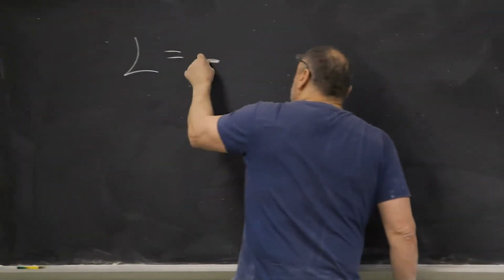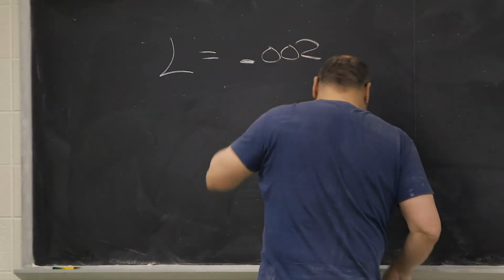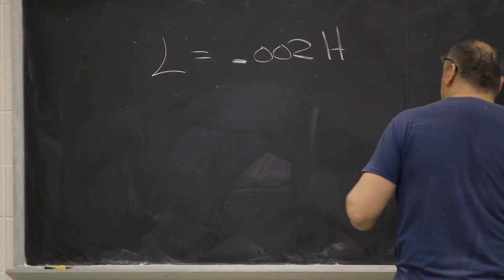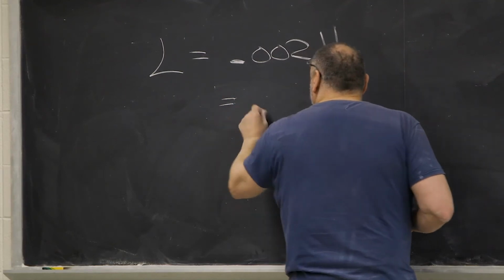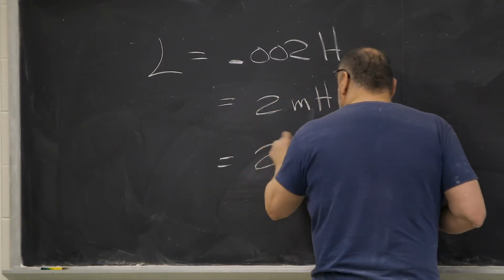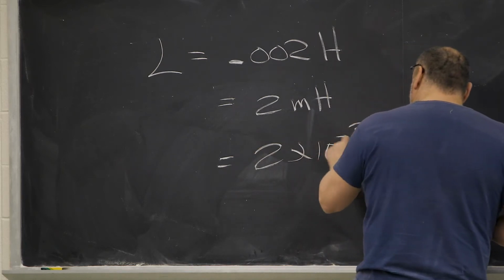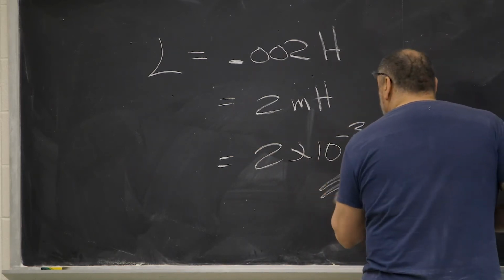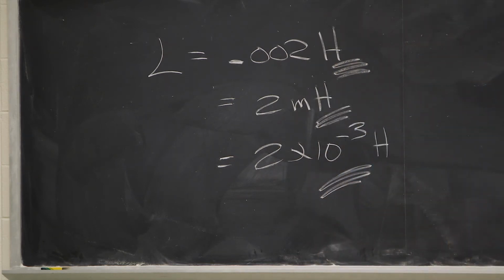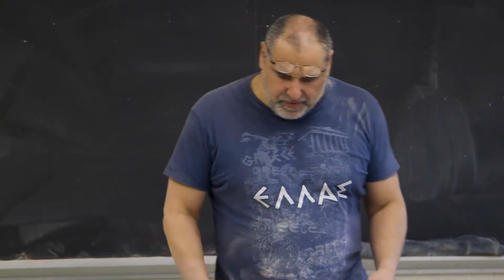L equals 0.002 henries. And that can be written a lot of ways. That can be written as 2 millihenries. It can be written as 2 times 10 to the negative 3 henries. They all mean the same thing, guys. So there's your answer for 41. Let's go further. Let's go to number 50.